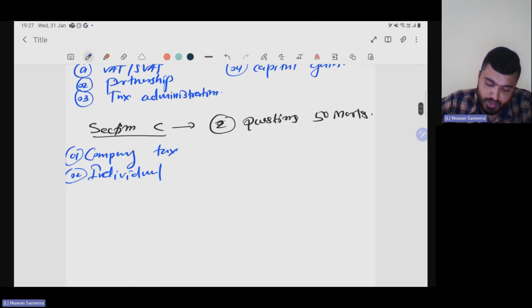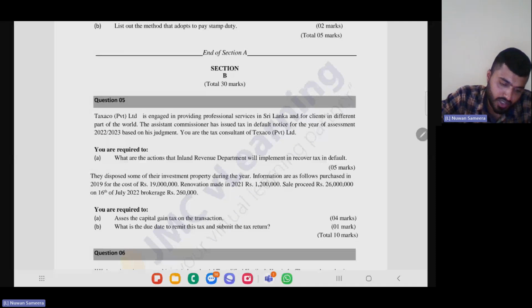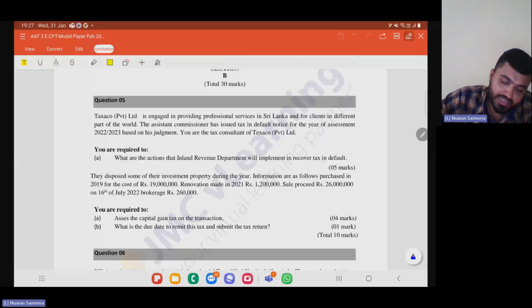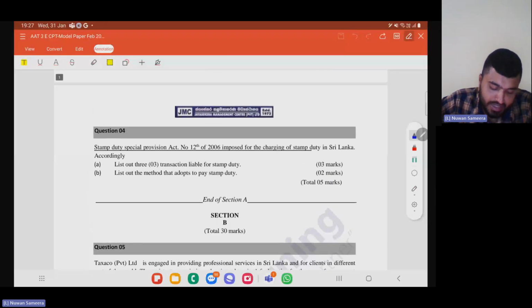Then I will discuss how we can calculate the capital gain and what the tax return is, the due dates and all. But I can't promise you guys. I will not be able to discuss all the questions within the given time frame, because it is 2 hours. Therefore, I cannot guarantee I will discuss everything.